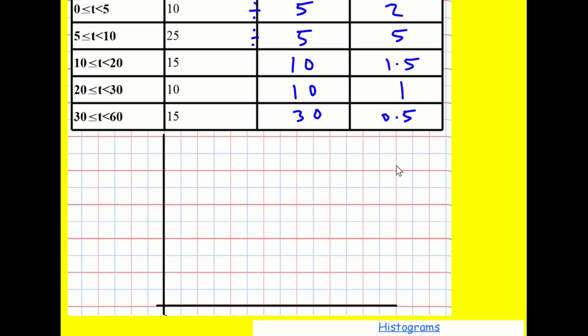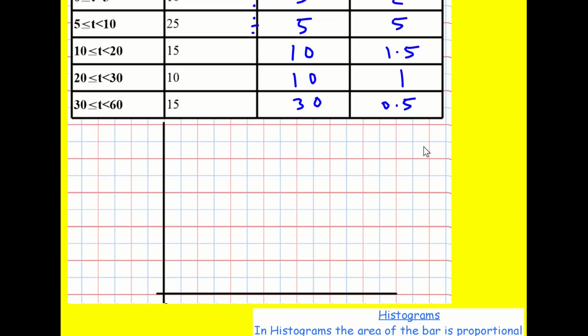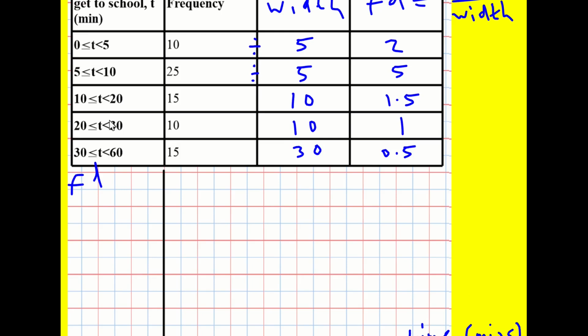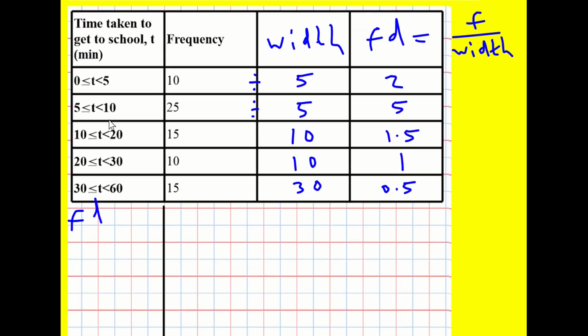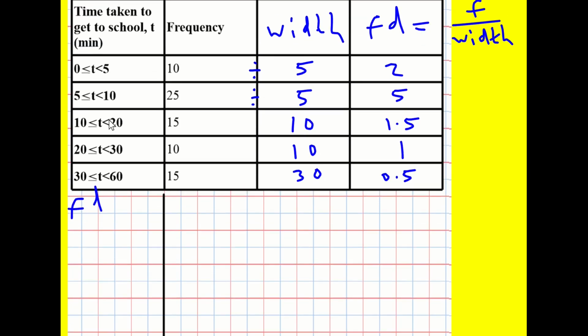Okay, so we can then plot that. We can plot, I think it was time, wasn't it? Time in minutes. We should always label our axes, against the frequency density, which is technically frequency per unit width.